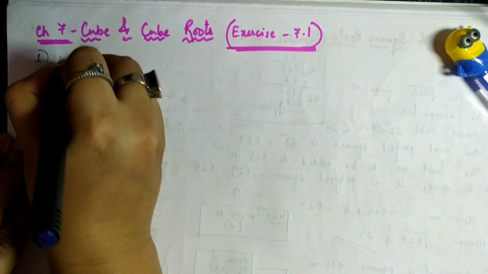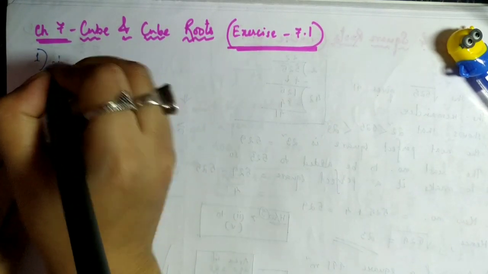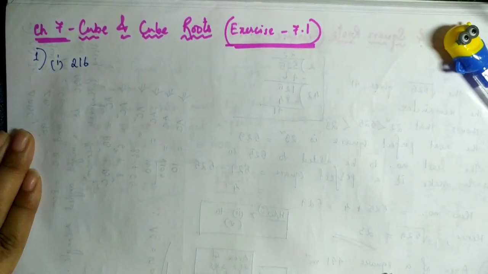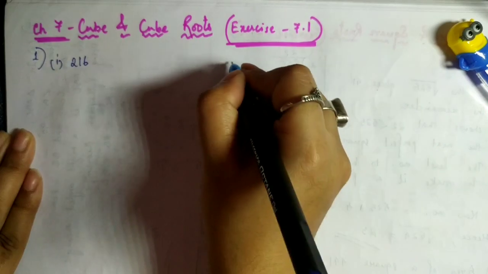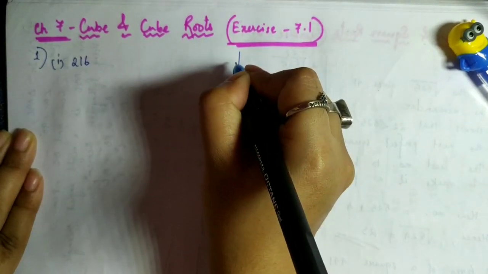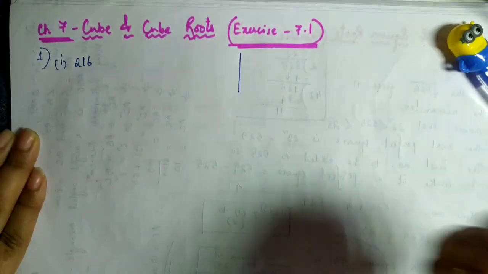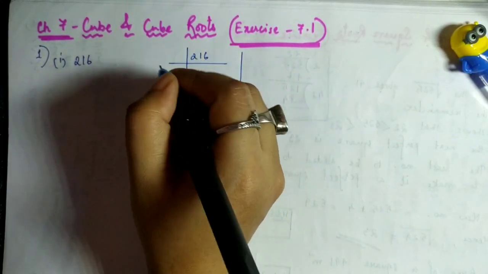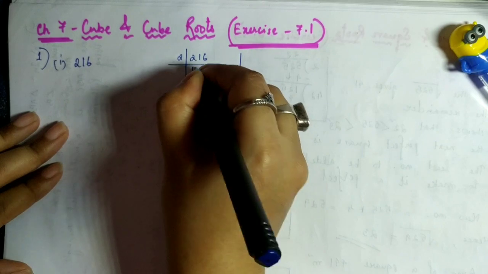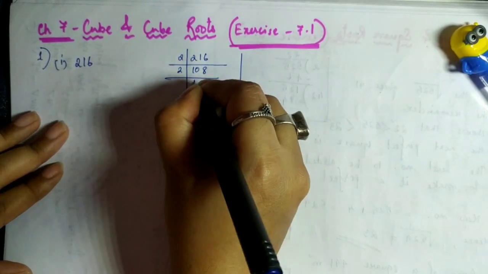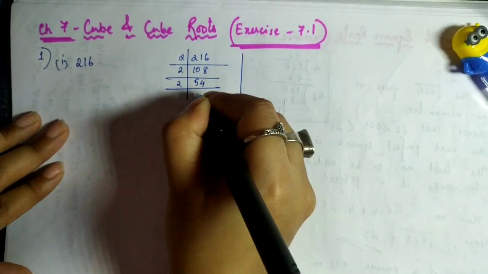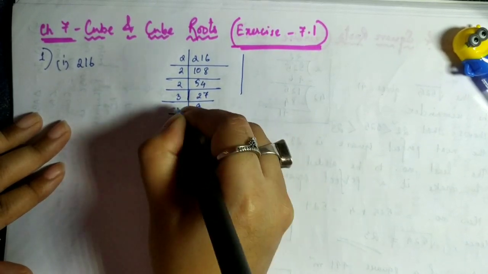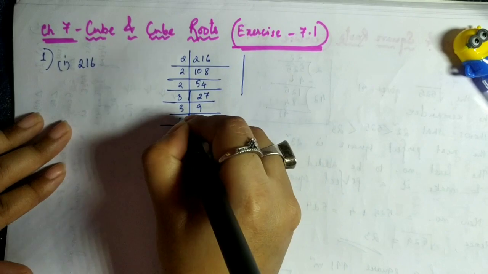There are 5 numbers given, 1 to 5, and I'll show you a few of them. The first one is 216. What we will do here is first factorize the given number 216. So it goes by 2, 108, 2, 54, 2, 27. This goes by 3, 9, 3, 3 and 1.